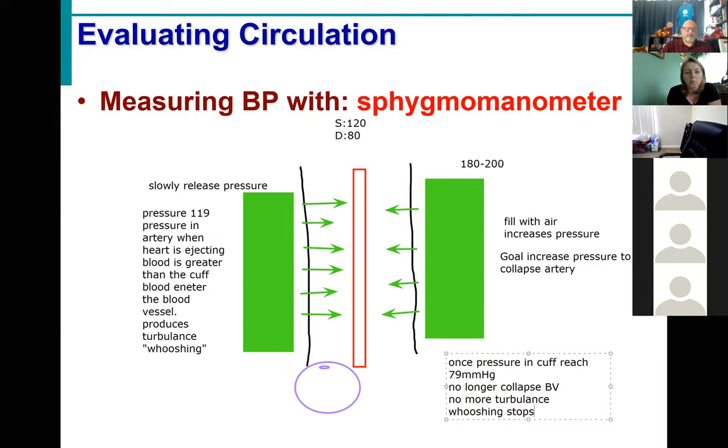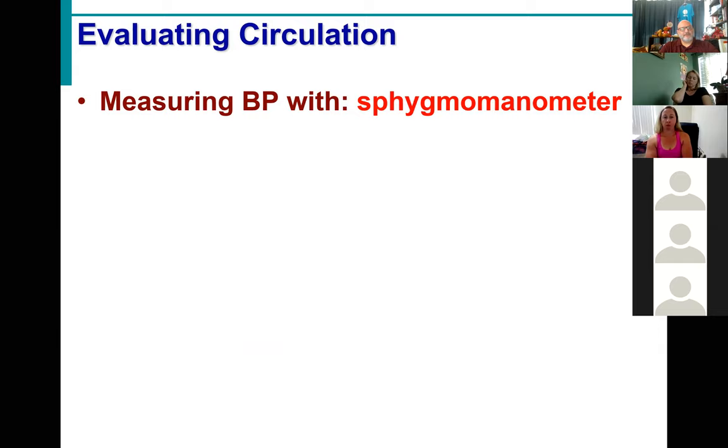Just out of curiosity, what's the name of those whooshing sounds? Is it like lub-dub where it's just called whoosh? Korotkoff sounds. There you go, excellent. They are the cardiovascular sounds.